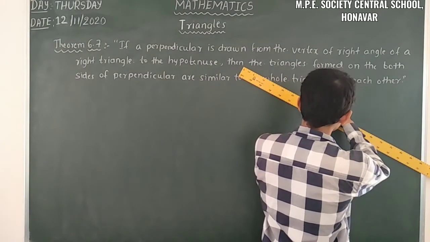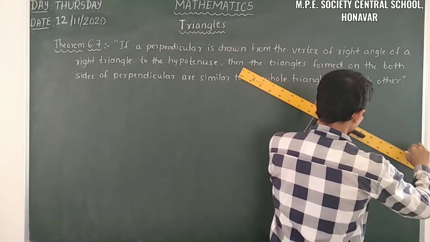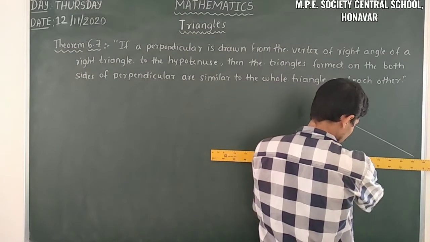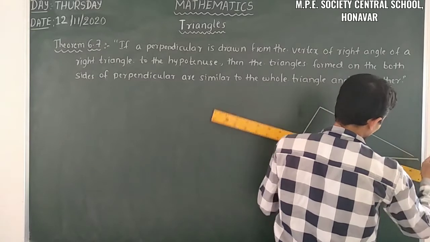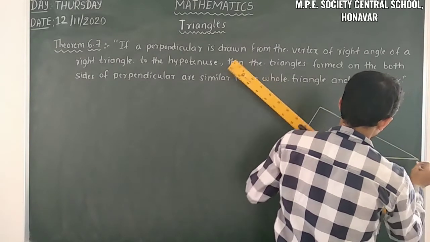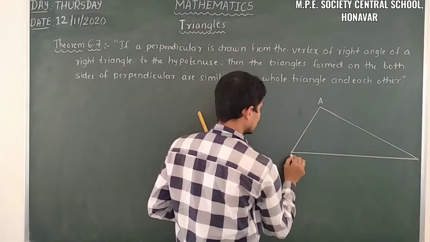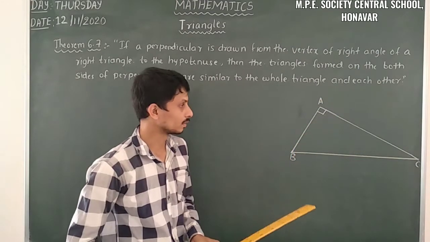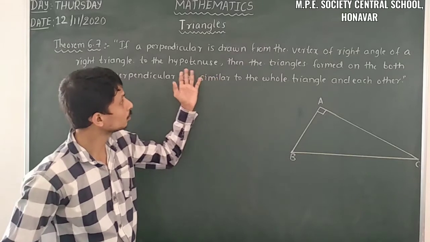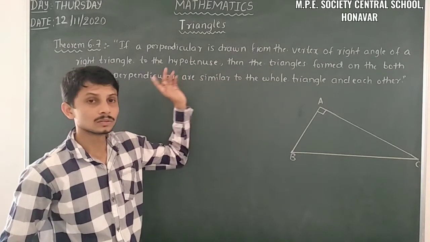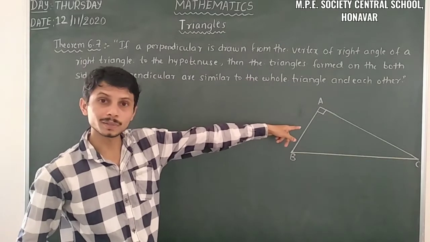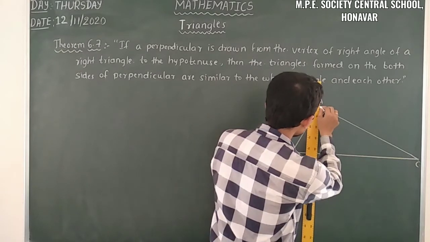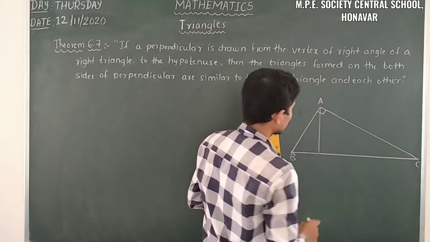So this is a right angle triangle ABC, with the right angle at angle A. After that we have to draw a perpendicular to the hypotenuse from the vertex of that right angle. Here the vertex of the right angle is A, so from that we have to draw a perpendicular. Here I have drawn a perpendicular like this.